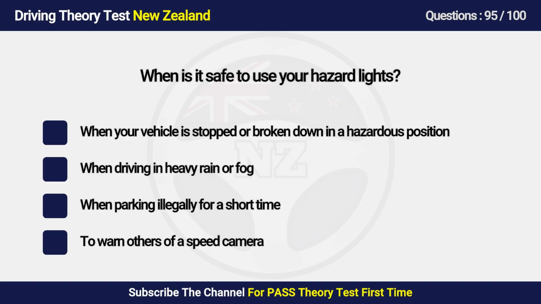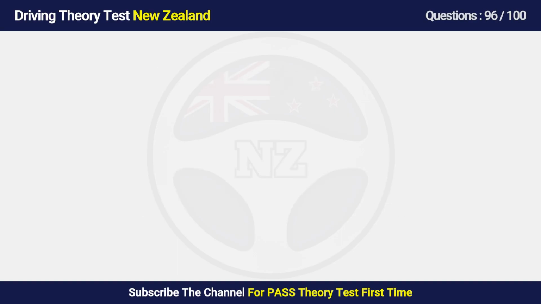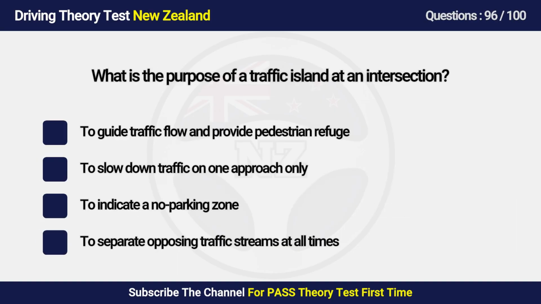A. When your vehicle is stopped or broken down in a hazardous position. B. When driving in heavy rain or fog. C. When parking illegally for a short time. D. To warn others of a speed camera. Answer is A. When your vehicle is stopped or broken down in a hazardous position. Hazard lights should be used to warn other drivers that your vehicle is temporarily stopped or broken down in a position that could be hazardous to other traffic.